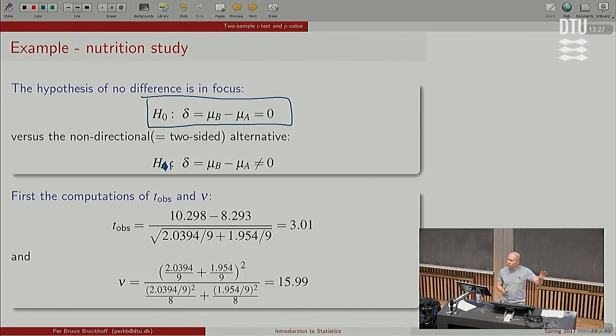We did mention last time that the world sometimes has non-directional alternatives, but we don't discuss those in our course, so don't think about that in our class. It's not like we suddenly throw something else in your faces. So the non-directional alternative is the mostly used.